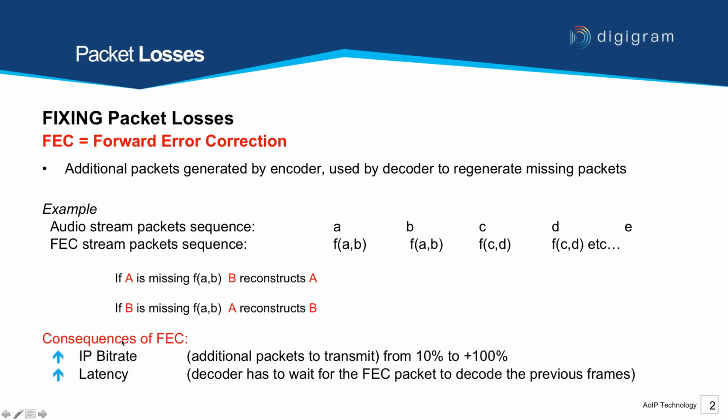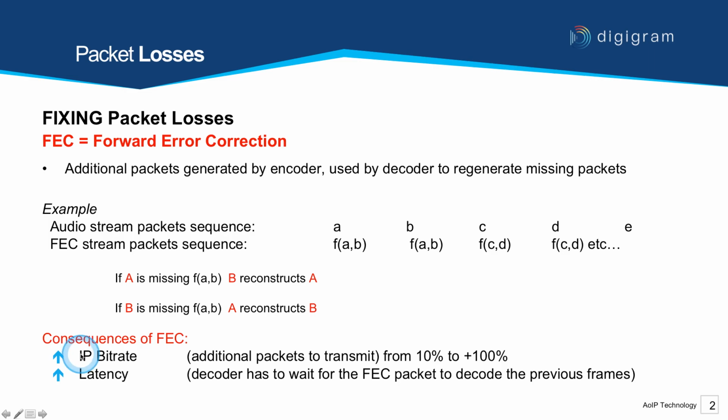Number two, fixing the packet losses. There's something called forward error correction. So additional packets get generated at the encode side, and these additional packets are used by the decoder to reconstruct the stream if there's any missing packets. Now, the first thing you want to know is that you can dial in how much you want to use. You can use anywhere from 10 to 100% error correction. Now, obviously, as we use more error correction, we're sending more data, which means we've got to have a higher bit rate to do it.